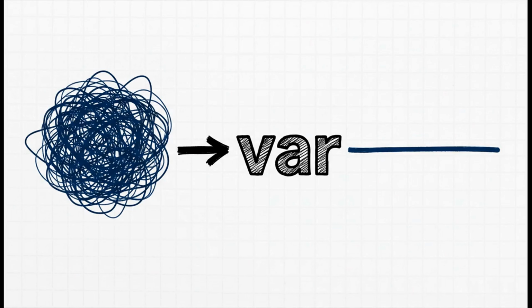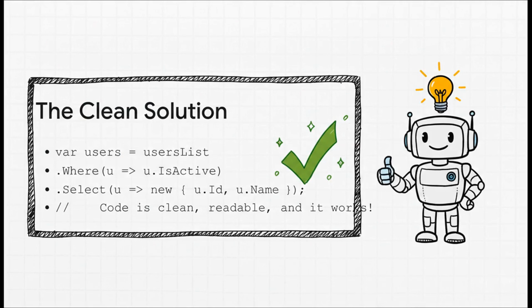And this is where var comes in to save the day. With var, you don't have to worry about it. You just let the compiler handle all the hard work. It sees that new nameless type you're creating with the id and name, and it just figures it out. It creates the type behind the scenes and applies it to your user's variable. The result? Your code is clean, it's super readable, and the most important part, it just works.